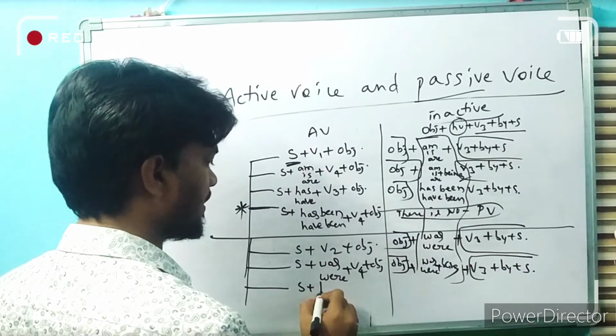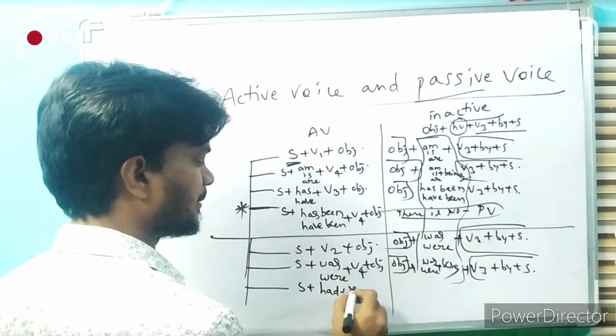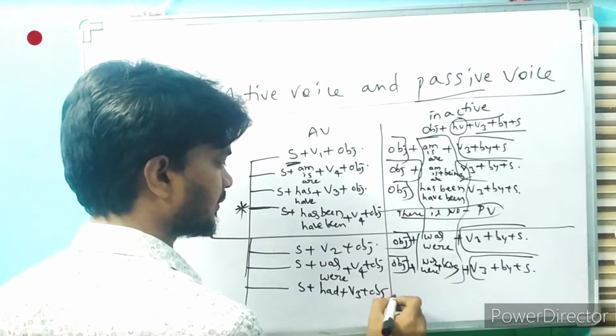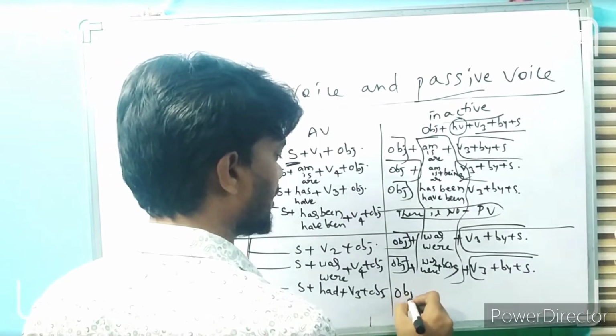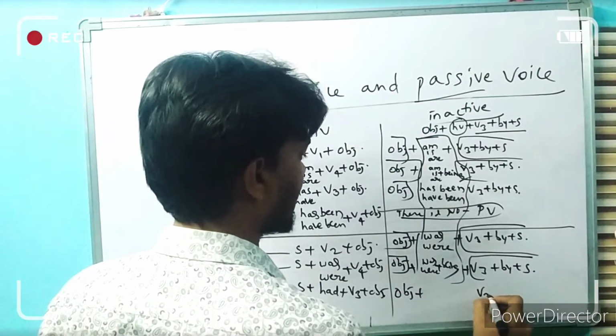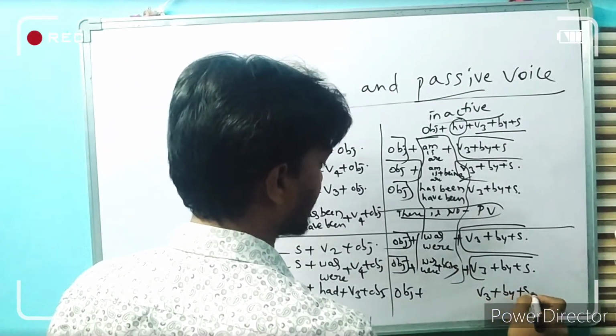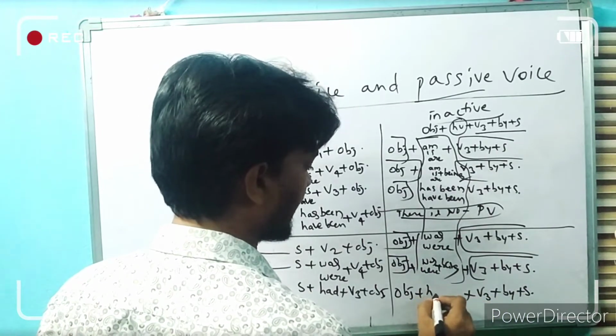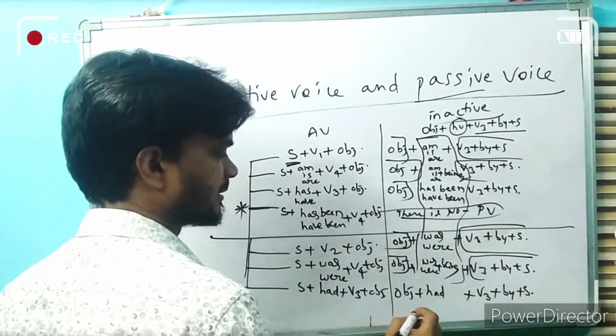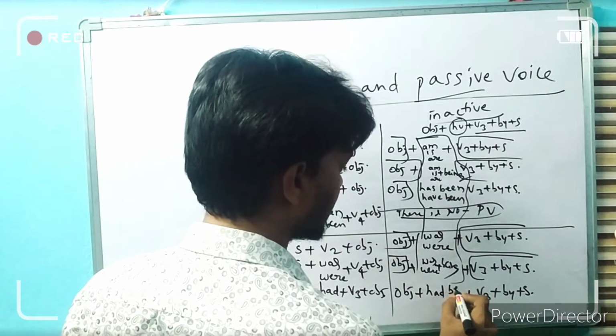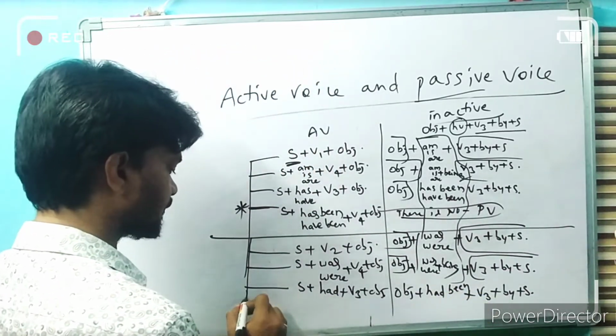Now I am writing past perfect tense: subject plus had plus V3 plus object. Now see, begin the sentence with the object, end the sentence with V3 plus by plus subject. The helping verb in passive voice in past perfect tense is only one: had been.